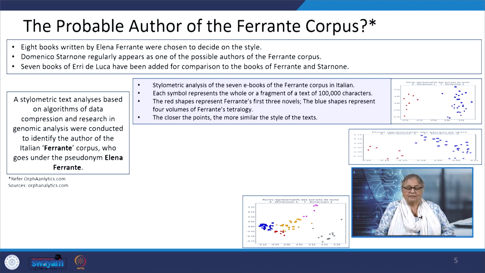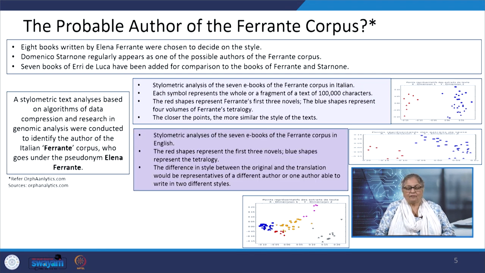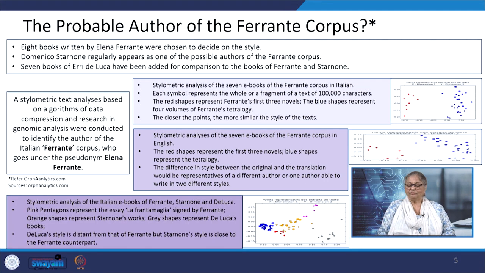The red shapes represent Ferrante's first 3 novels, and the blue shapes represent 4 volumes of Ferrante's tetralogy. The closer the points, the more similar the style of the texts. So, with these diagrams and the analysis given against them, we can make out that a stylometric text analysis is based on algorithms of data compression and research in genomic analysis. These approaches are taken to identify the author specifically.